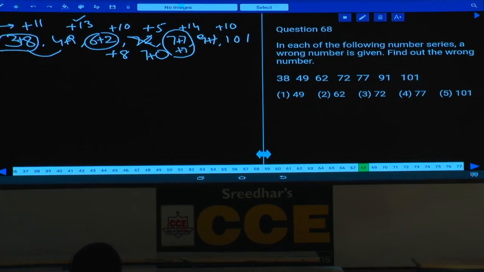Sum of the digits in the number is added to the number to get the next number. Then what is the wrong number here? Wrong number is 72 and the correct number is 70. Clear, followed or not?